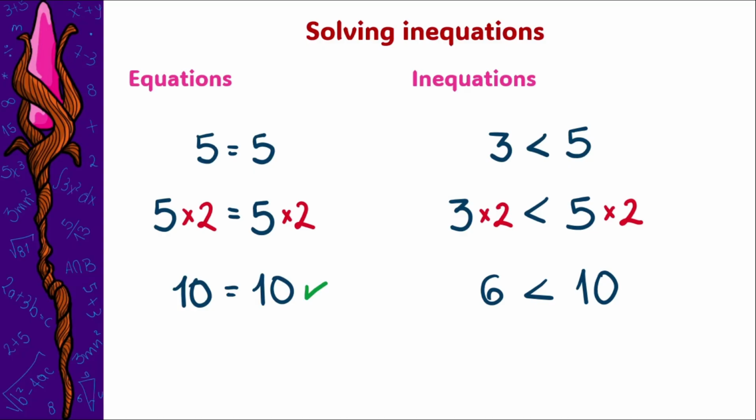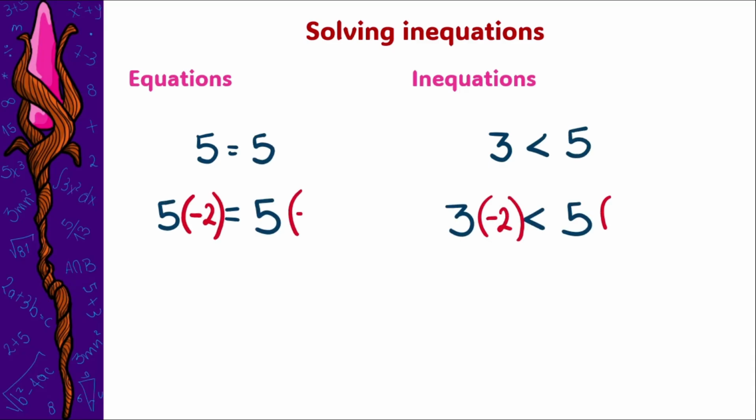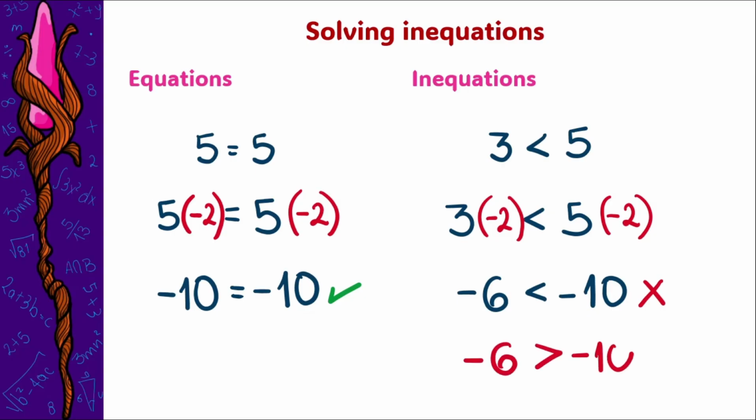But let's see what happens when we multiply by a negative number. So it's still the same equation and inequation, but this time let's multiply by minus 2. So in the equation we get minus 10, which is equal to minus 10. No problem, we can do it. But in the inequation, notice that we get minus 6 is smaller than minus 10. That is not true. The truth is that minus 6 is actually bigger than minus 10 because it's on the right in the number line.